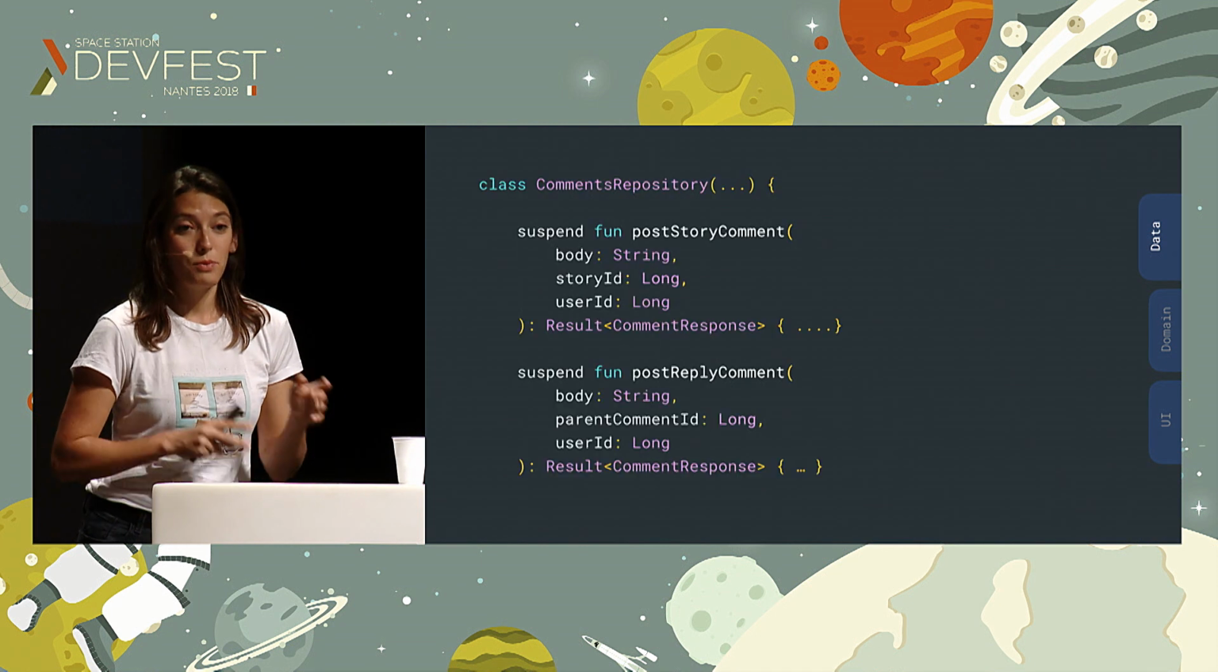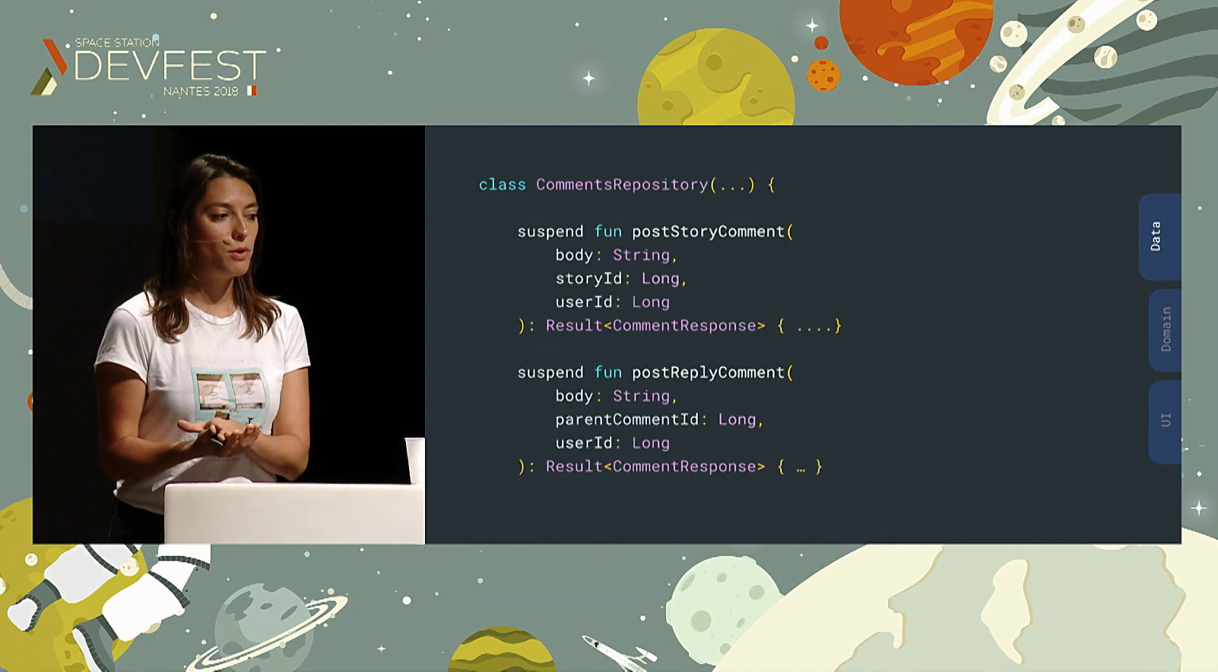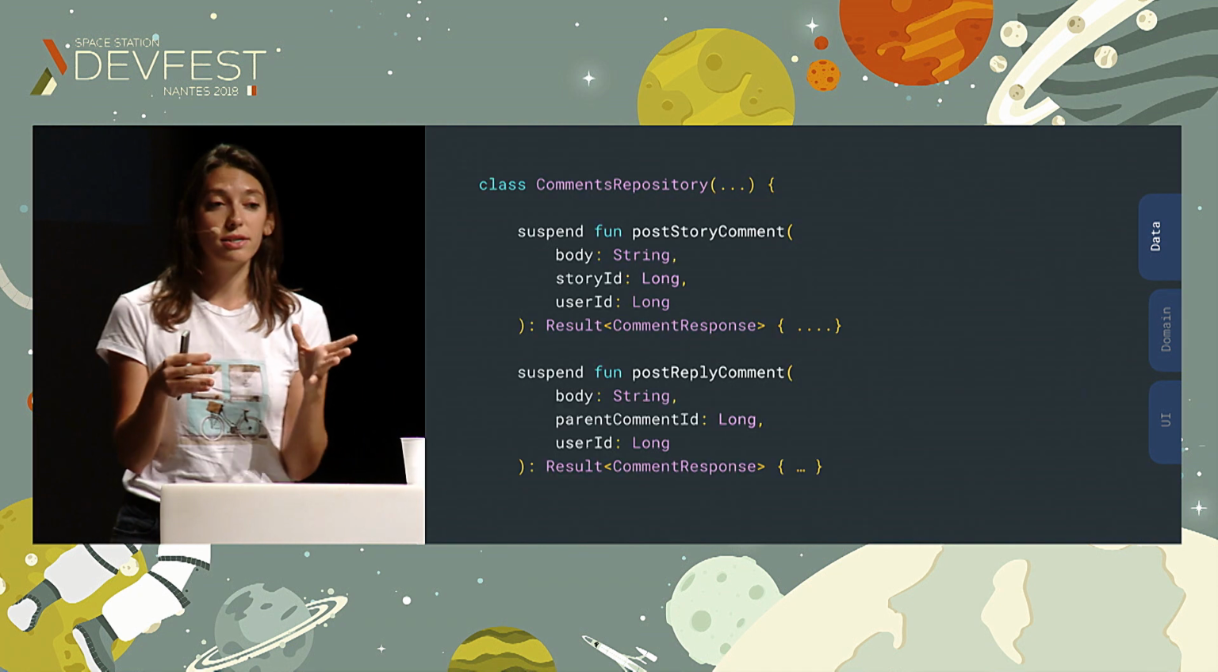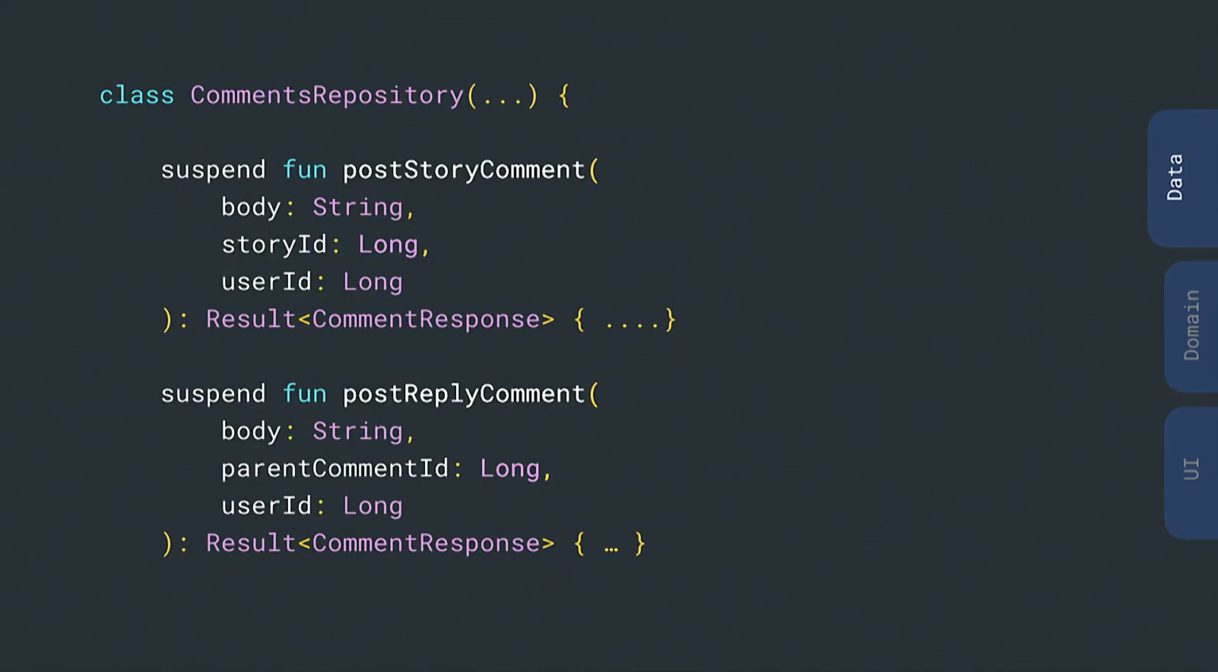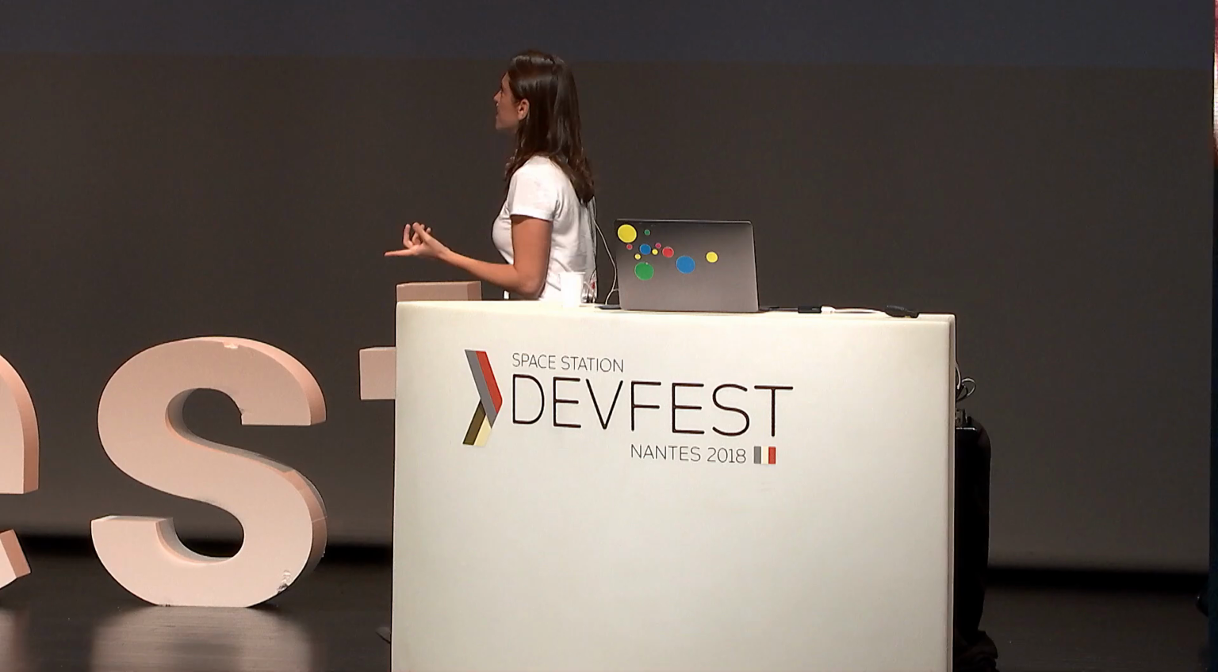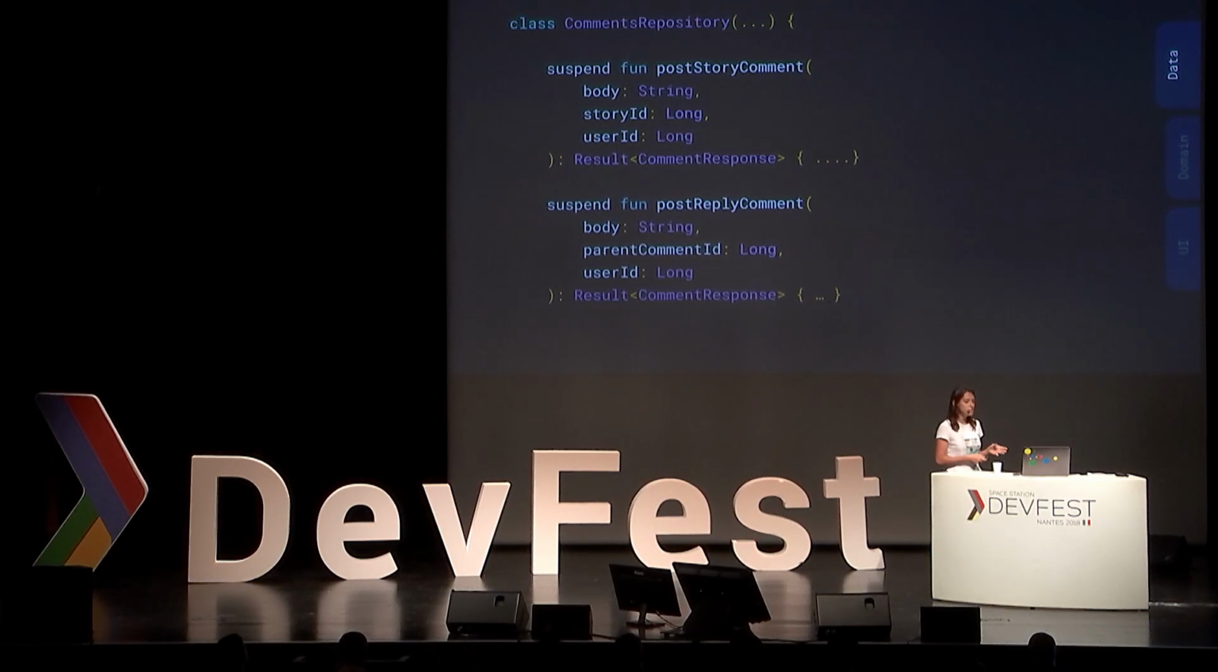Okay, we had another problem. When you're adding a comment to a Designer News story, you can either add a comment to the story or to a comment. Under the hood, these are only different based on the ID that you're passing. You're either passing a story ID or a parent ID. But if you're looking at these two methods, they're actually very similar. They both get a string and a long, and return a result of a comment response.